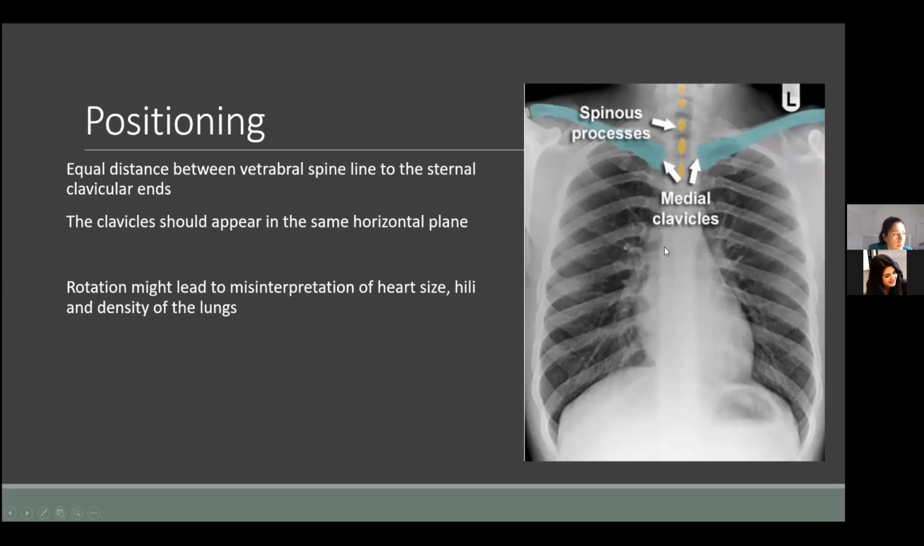So why is it important? It might lead to misinterpretation of the heart size, the hilus, or the density of the lungs. Sometimes if you have a rotated chest X-ray, the posteriorly located lungs might seem really dense, and you might think of pleural effusion or consolidations. So look at this area, the clavicles and the processus spinosi.